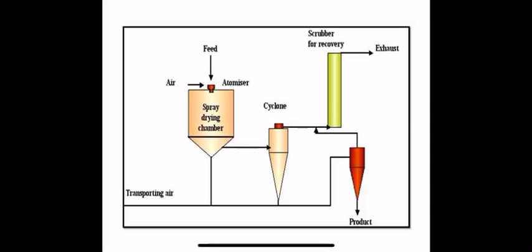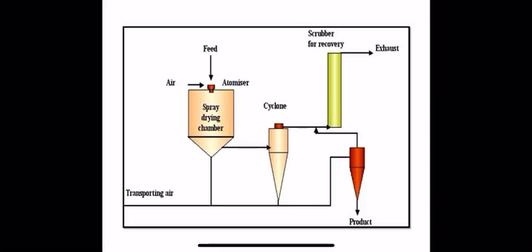And this atomizer, what it actually does is it increases the surface area of the liquid. And as you know, the greater the surface area, the more the evaporation. So it increases the surface area by turning the feed into small droplets, and these get in contact with the hot air and are easily evaporated. Once it is evaporated, it moves down into the cyclone.